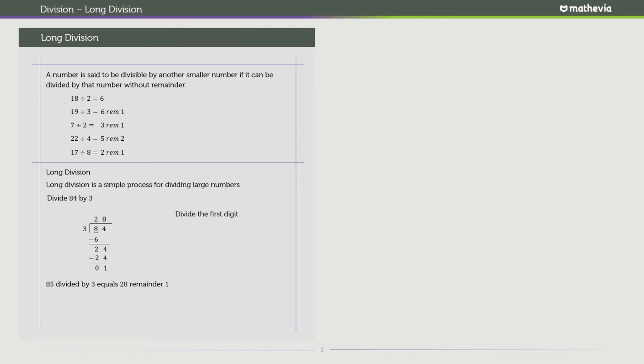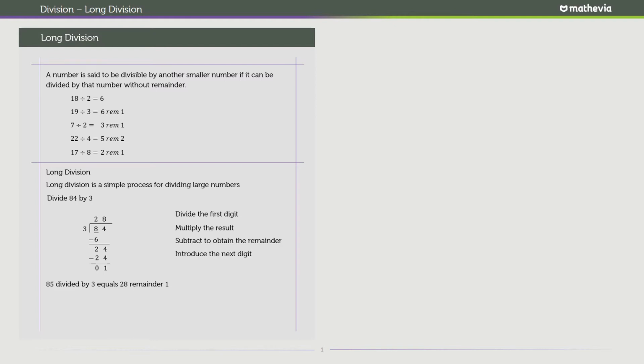If you go over the process again, that's long division. You start off with the first digit, you divide it, and then you multiply the result back, and then you subtract to obtain the remainder. So we went 8 divided by 3 first. We divided the first digit and got 2. Then we multiplied 2 by 3 and got 6. Then we subtracted to get our remainder 2.